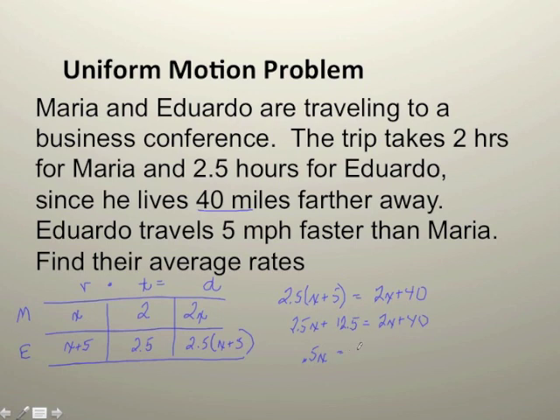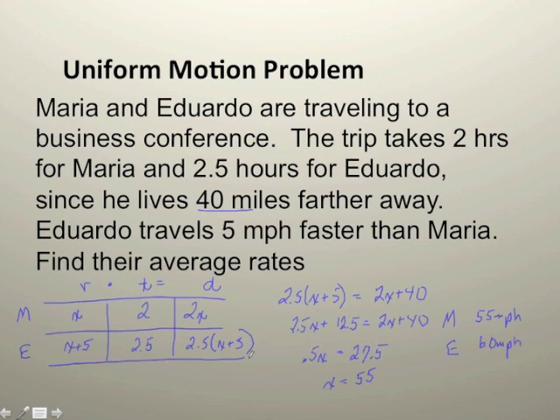Subtracting 2x from both sides, I'll get 0.5x. Subtracting 12.5 from both sides, I'll get 27.5, and x turns out to be 55. And x is Maria's rate, so Maria goes 55 miles per hour, and Eduardo travels at that plus 5, so 60 miles per hour.